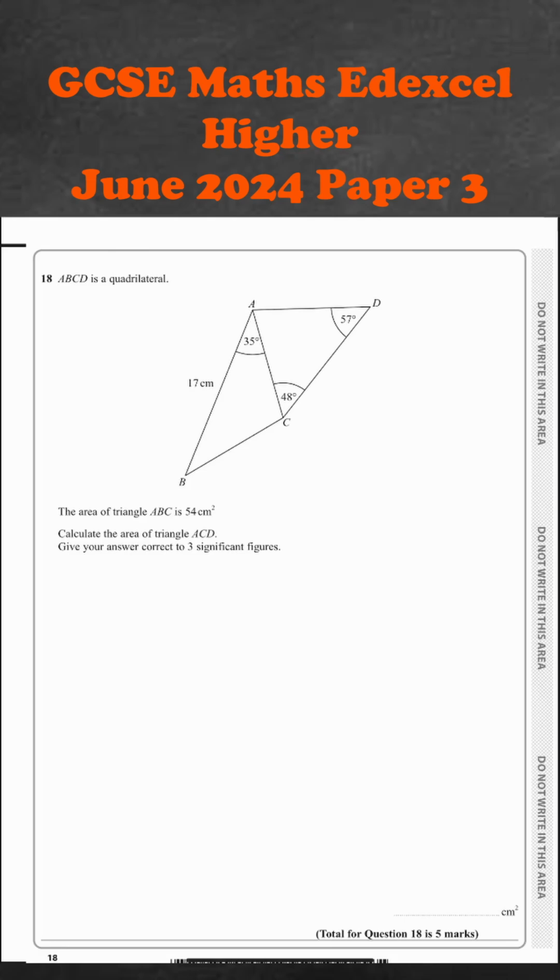Question 18. ABCD is a quadrilateral. The area of triangle ABC is 54 centimeters squared. Calculate the area of triangle ACD. Give your answer correct to 3 significant figures. This is a 5-mark question, this one.